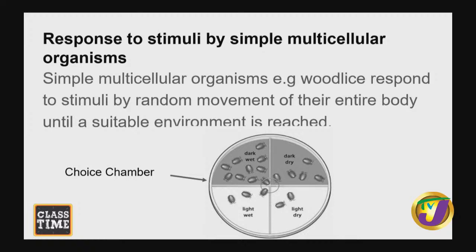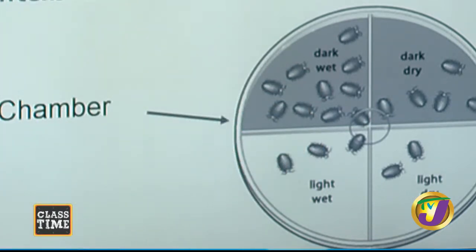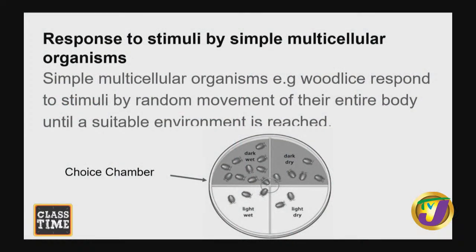As you see with the choice chamber, that can be investigated using the choice chamber. A choice chamber is really a device, right? You can make it using a petri dish where you have contrasting environments. And so if you put wood lice in it, they'll move around randomly until they find an environment that suits them. As you can see in this case, the environment that suits them is dark and wet, right? Because in darkness, they're able to hide from predators, as they don't like to be eaten. And in damp areas, you'll find them there because they don't want their body to dry out, or what they call undergo desiccation. So they tend to respond to a stimulus by random movement until a suitable environment is reached and they settle there.